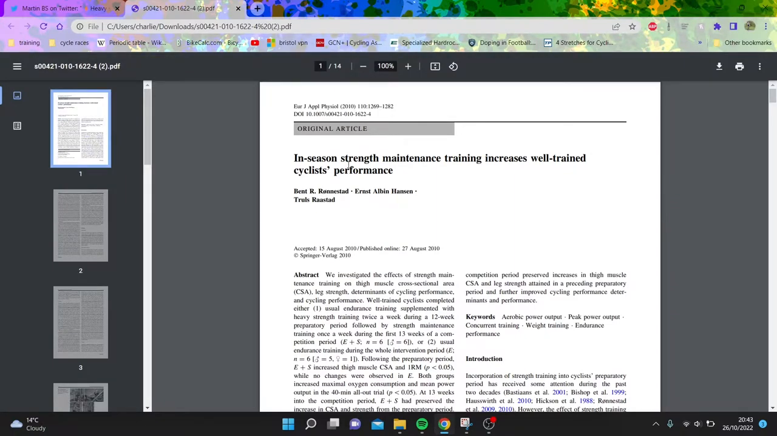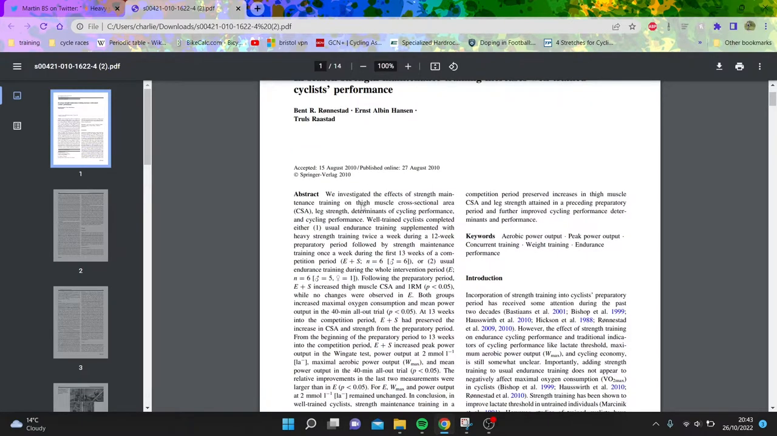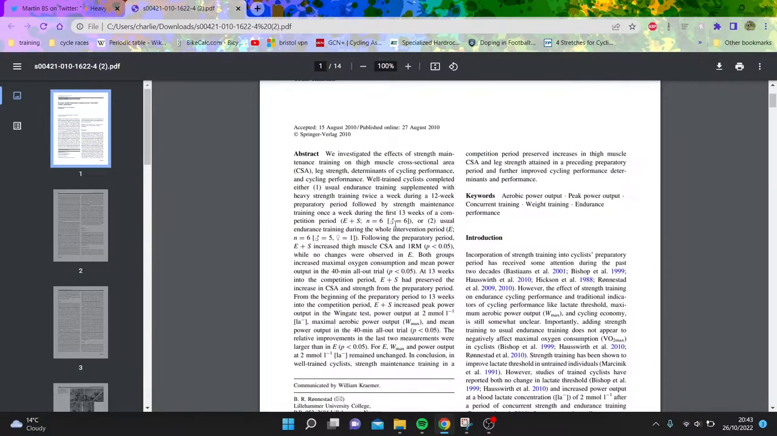So we're going to read the abstract. I've got the whole paper here, which is nice. I will admit the only issue with the study is that the number of people is minimal. However, what they do is a 12-week preparatory period with strength maintenance. So they do 12 weeks of strength training twice a week.